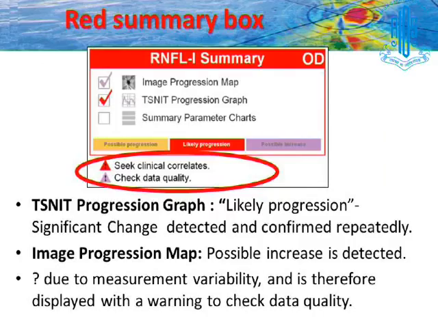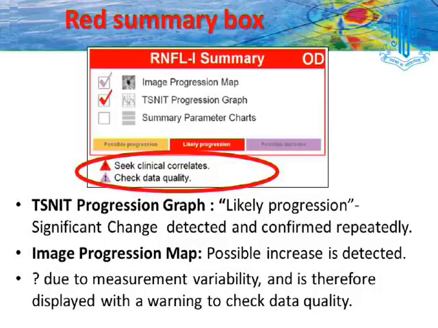Then is the red summary box. The T-SNP progression graph here has shown the red check mark, which means likely progression. The significant change is detected and reconfirmed repeatedly. So the message here is seek clinical correlation.